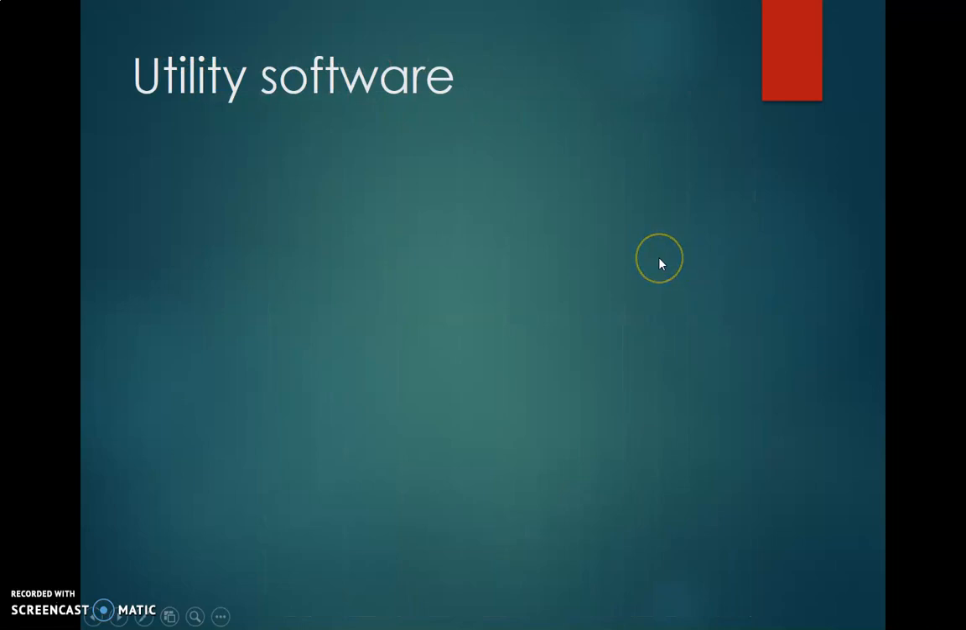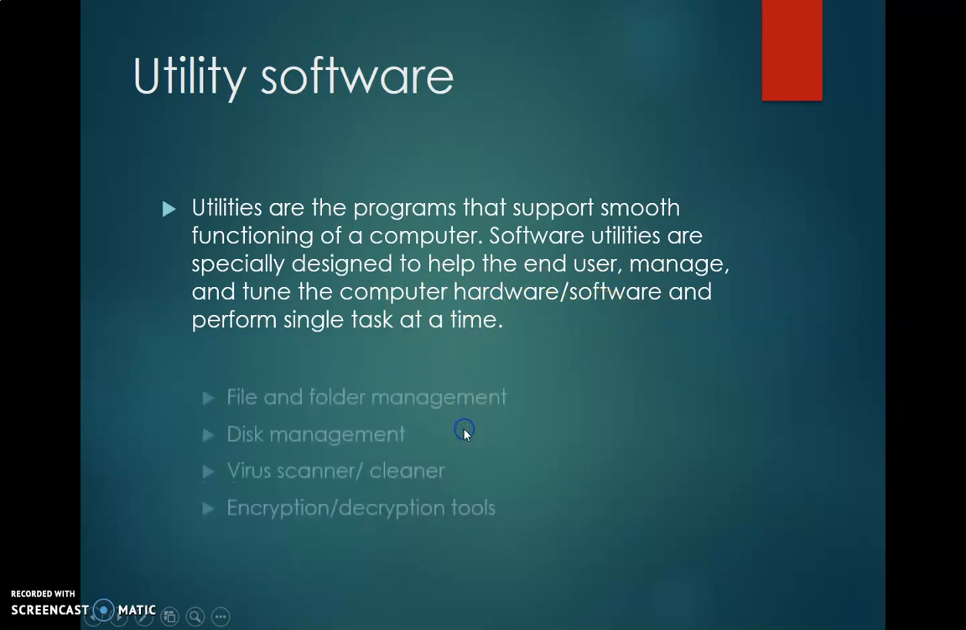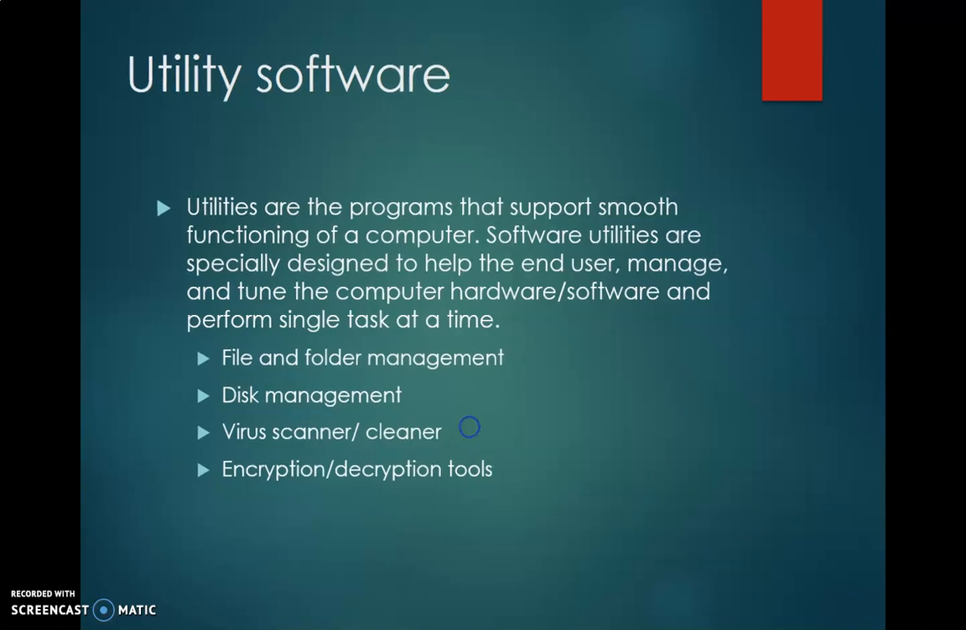Utility software is another kind of system software. Utilities are the programs that support smooth functioning of a computer. Software utilities are specially designed to help the end user manage and tune the computer hardware and software and perform a single task at a time. It includes file and folder management, disk management, virus scanner or cleaner, encryption and decryption tools. Let's see one by one.